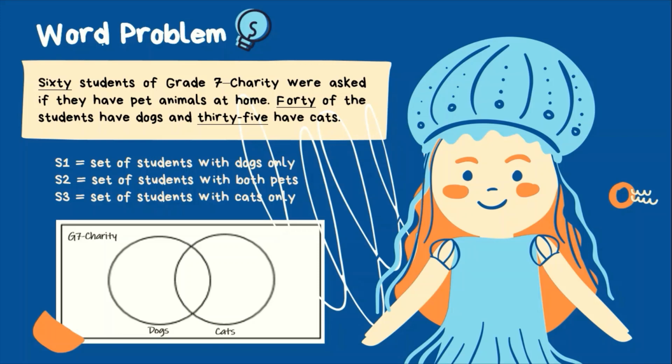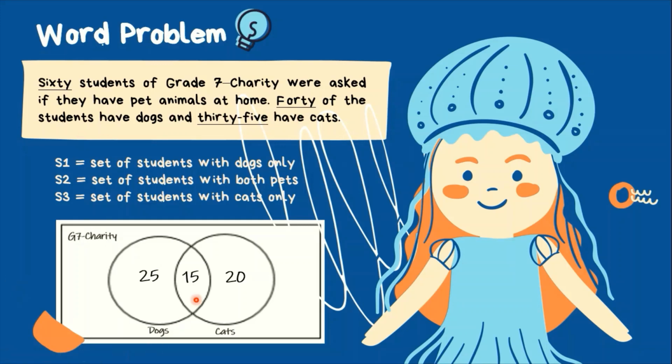Now that we know the values of S1, S2, and S3, we can now use a Venn diagram to represent the numbers. So for S1, this is the set of students with dogs only. So for S1, we have 25. For S3 naman, the set of students with cats only, we have 20. And for S2, the set of students with both pets, with both dogs and cats, we have 15. So, given this Venn diagram, makikita natin yung mga numbers na binigay dito sa word problem.